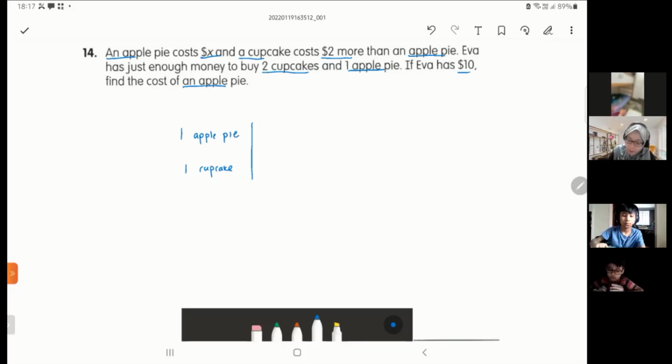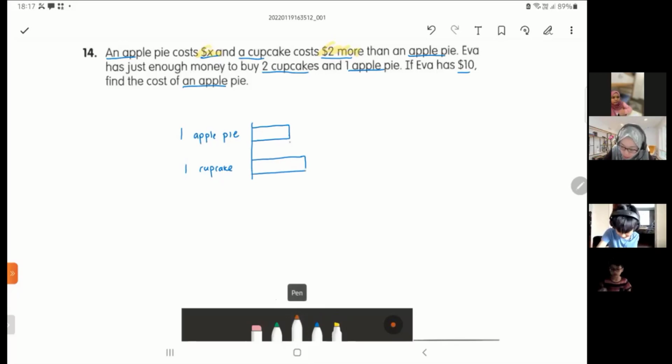Okay, so the apple pie is X dollars and a cupcake costs $2 more. So if I want to draw my model, my apple pie will be shorter than my cupcake. Cupcake will be longer, longer by $2. The extra portion here is our $2, like this. This apple pie is X dollars, so here also X dollars, same. These two parts are the same.